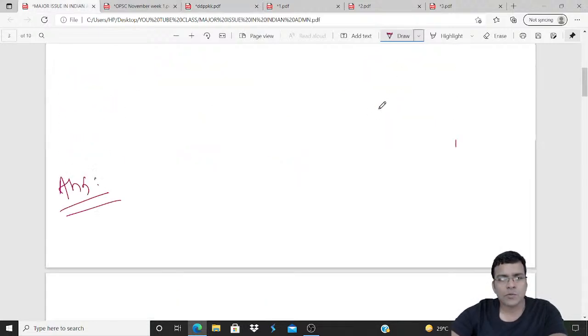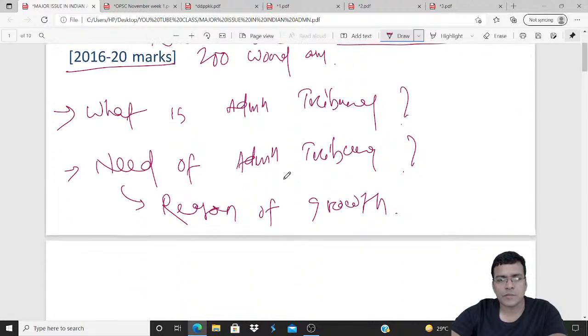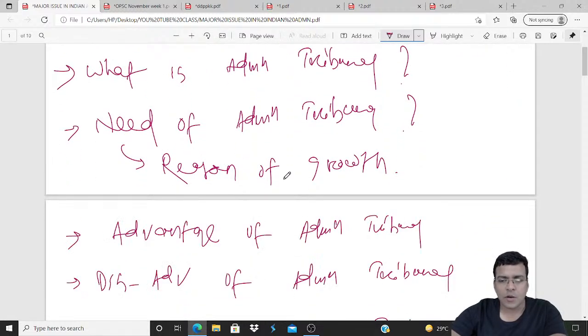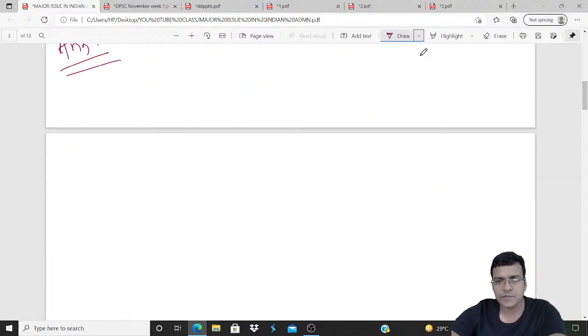So get back to our question. Again, what are the reasons for growth of administrative tribunal? What is a tribunal? What is its need? What is the advantage, disadvantage, and the second ARC view?